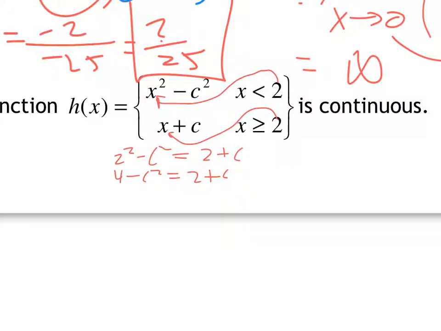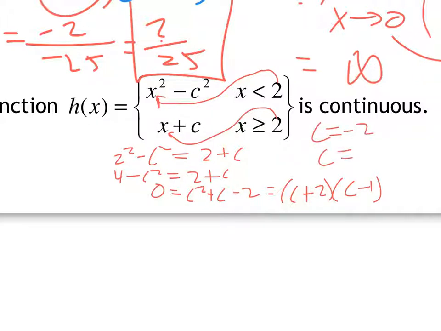So this is a quadratic, notice that. Let's move everything to the right, add c squared. And we end up with 0 equals c squared plus c minus 2, which is c plus 2 times c minus 1. So what do we have? We have c equals negative 2 and c equals 1. Those are two solutions there. Those are c values that will make this continuous.